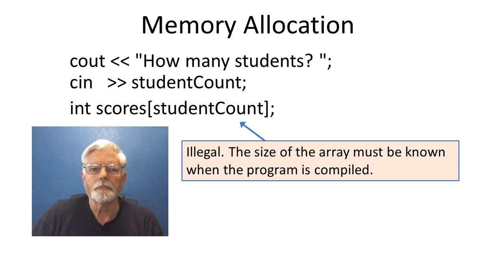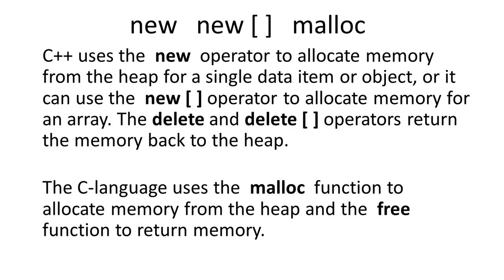C++ uses the new operator to allocate memory from the heap for a single data item or object, or it can use the new[] operator to allocate memory for an array. The delete and delete[] operators return the memory back to the heap. The C language uses the malloc function to allocate memory from the heap and the free function to return memory. Malloc stands for memory allocation.